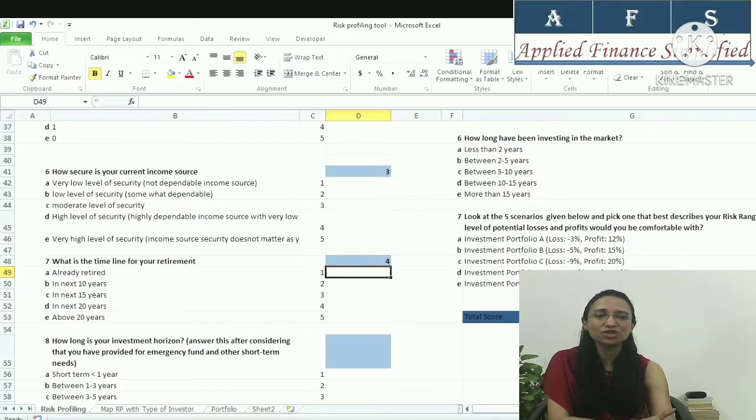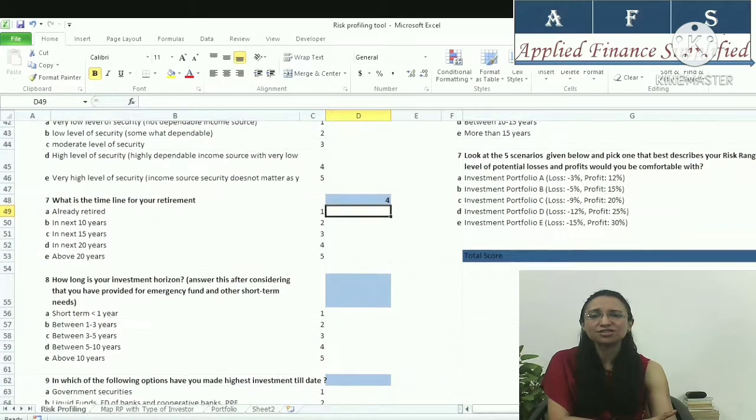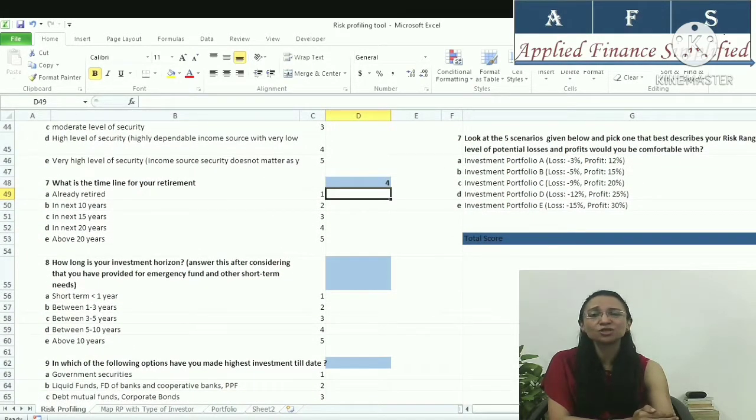Moving on to next question. This question talks about how long is your investment horizon. That is, the money that you want to invest will not be required by you. So this question assumes that you have provided for emergency fund and short-term needs. So depending on what is your investment horizon, as short-term, medium-term or long-term, select the appropriate answer. In case of Mr. Raj, he is comfortable to have an investment horizon between 3 to 5 years. So we will score him 3.